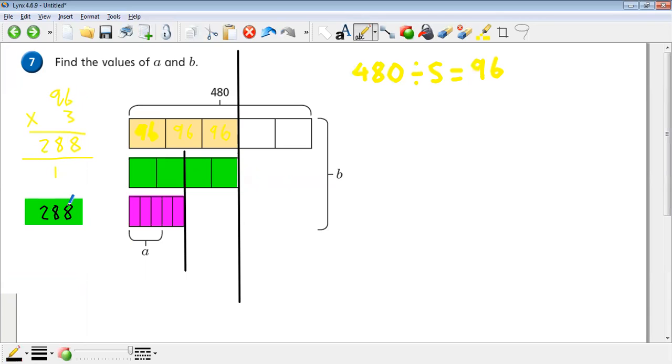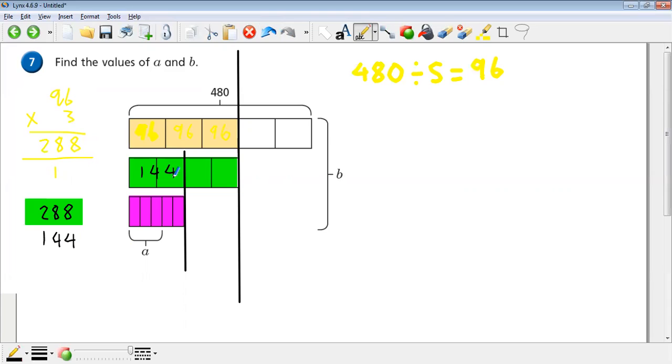And if you notice, the part that I need is this, which is half of that. So I'm going to half it, which is 144. I don't need to know what each separate part is. It would be 72, but we don't need to know that.